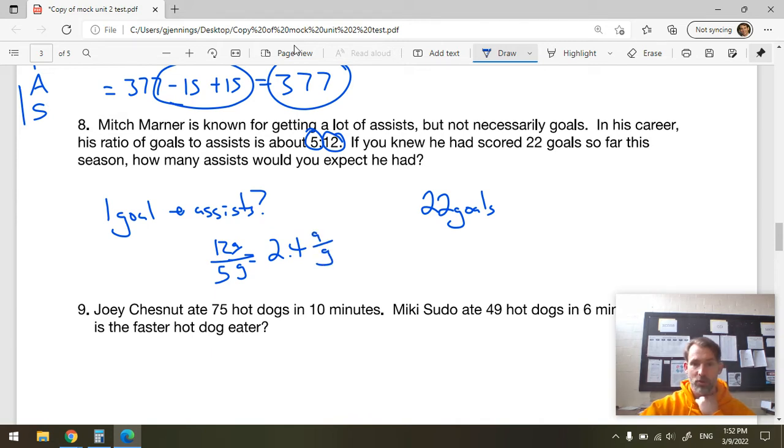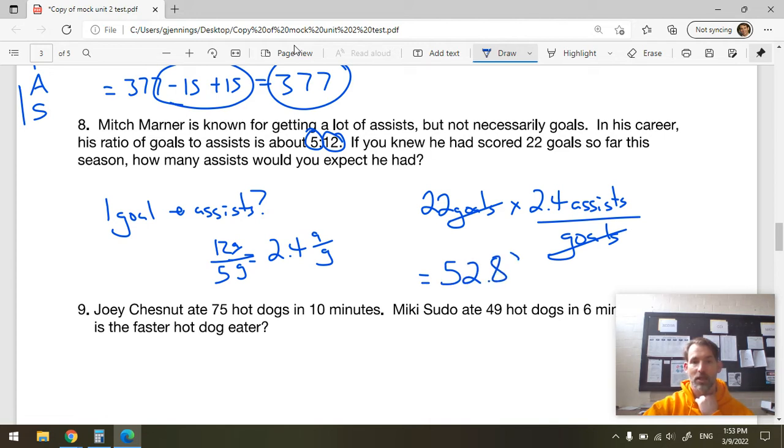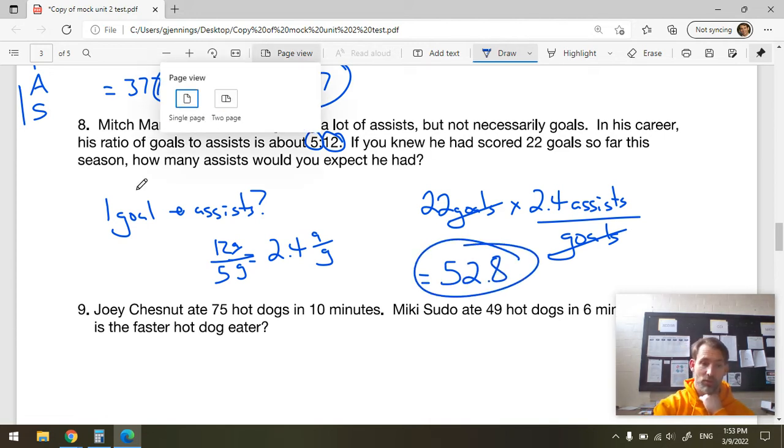If I multiply 22 goals times 2.4 assists over goals, notice that goals, the unit cancels, and I get 22 times 2.4 assists. The units even guide me to the correct answer because this is a number of assists divided by number of goals. It's assists over goals. The goals cancel and leave me assists. So 22 times 2.4 equals 52.8. And we would expect him to have 52.8 goals so far this year.